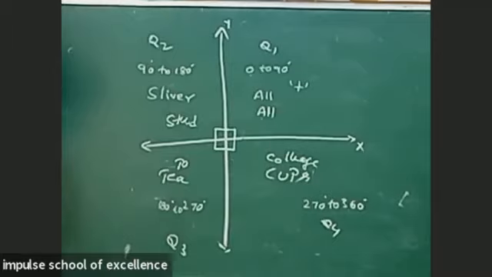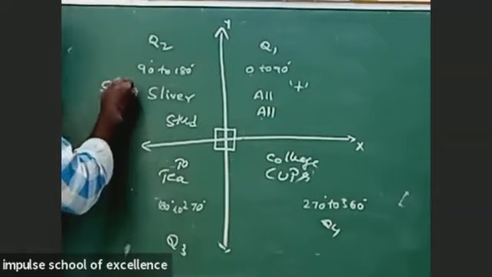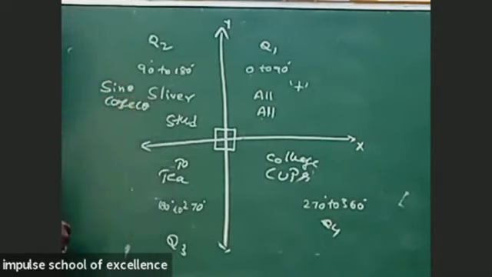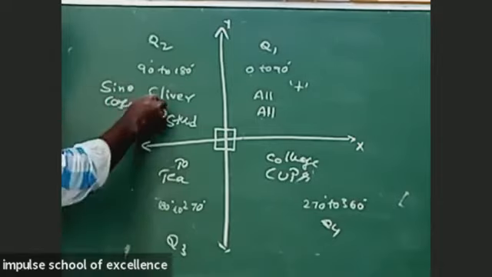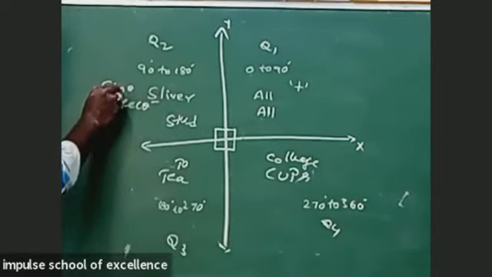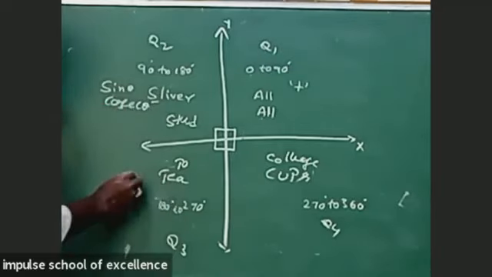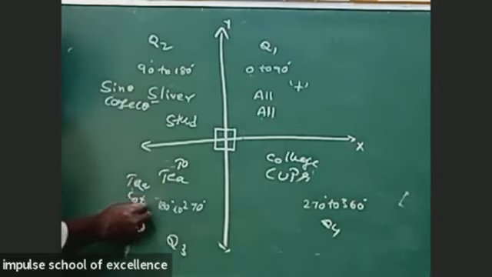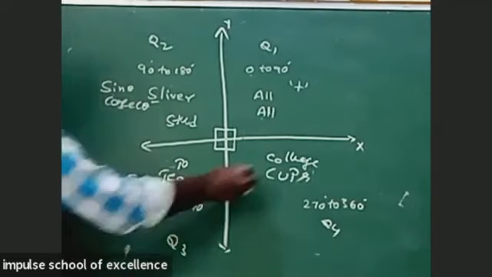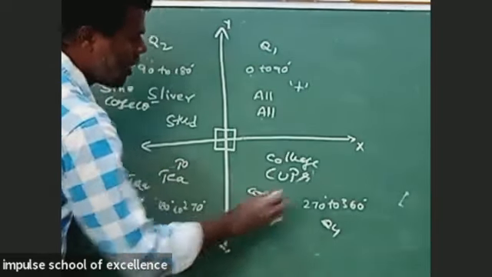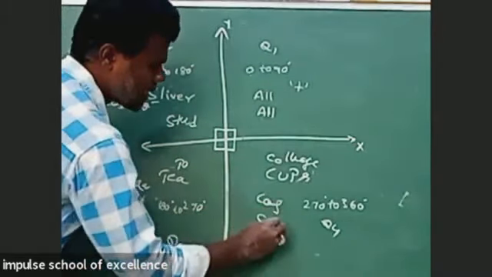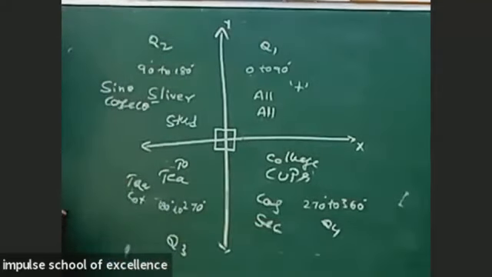In the second coordinate, only sine theta and cosecant theta will be positive. Silver indicates sine. In the same way, t cups here, tan and cot theta only will be positive. And here, cups means cos theta and secant theta will be positive in this coordinate axis.